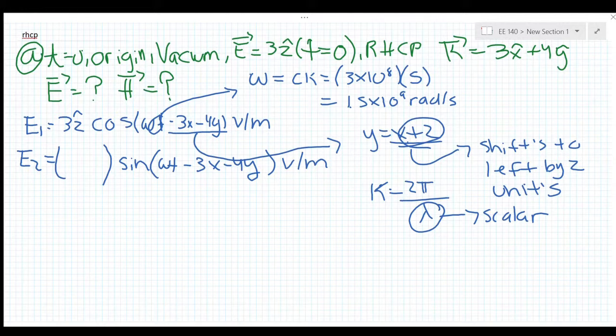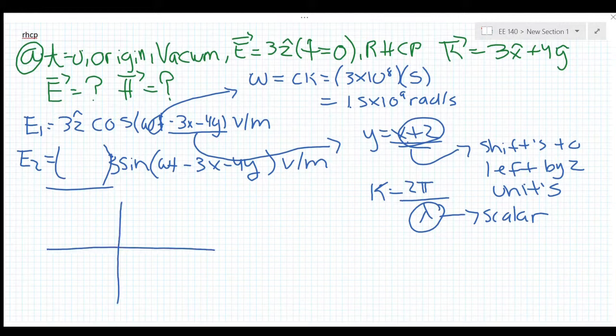Now what else we had to write was that the magnitude is 3. That's because we're dealing with right-hand circular polarization. For circular polarization, the magnitudes will be the same for both components. So now let's find the direction.